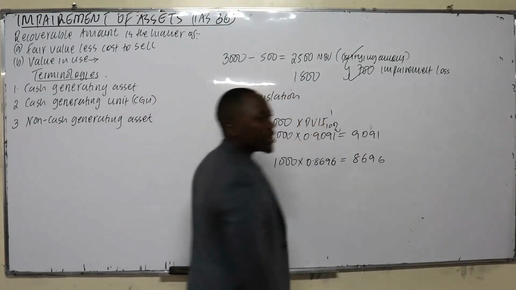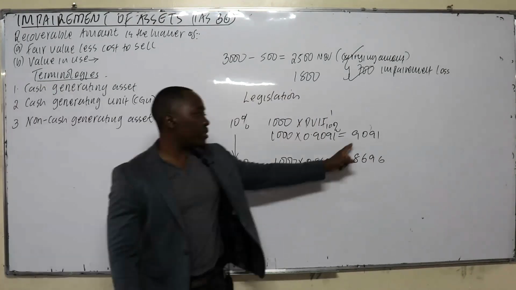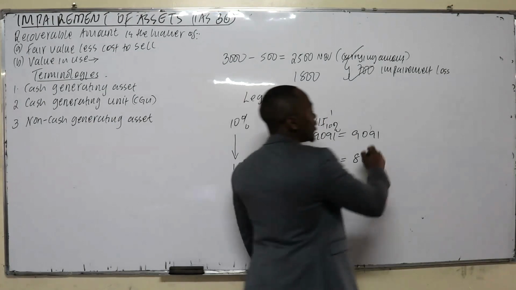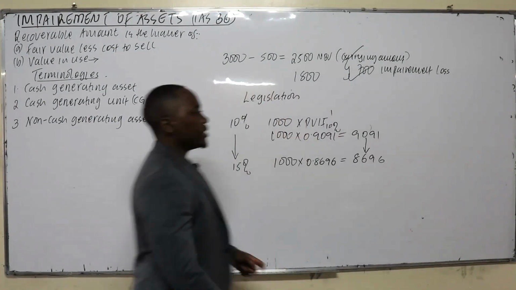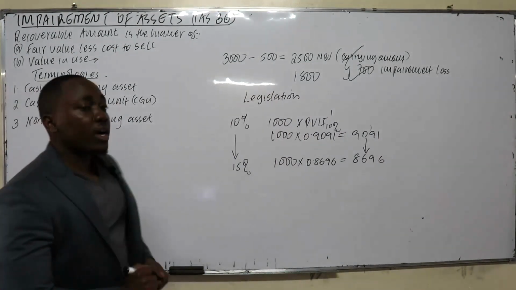86.90. Now what has happened? When the rate increases, what has happened to the value? The value reduces. See, in that case, that's one of the indicators of impairment rules. Good. Now let's look at internal indicators.